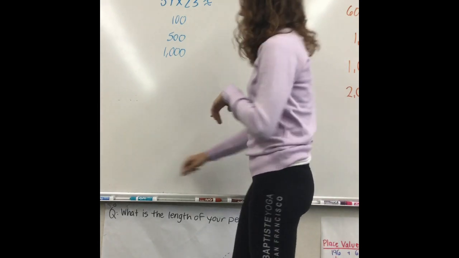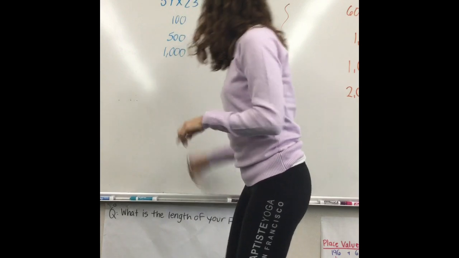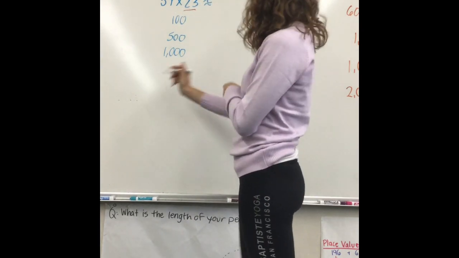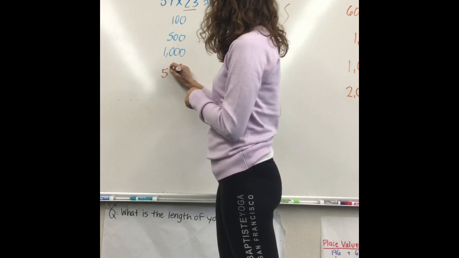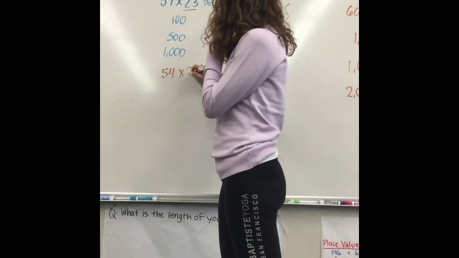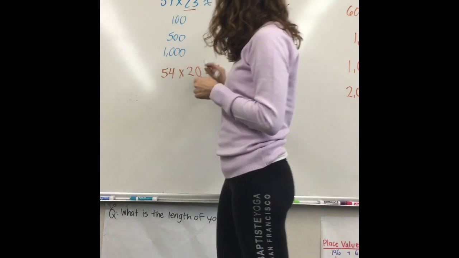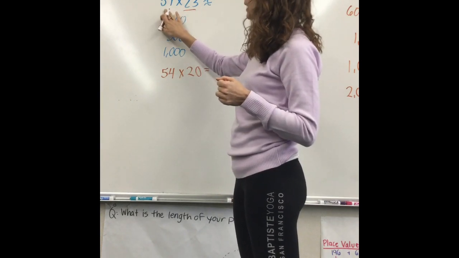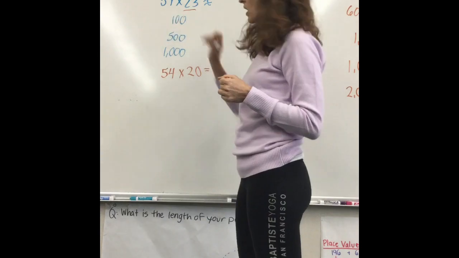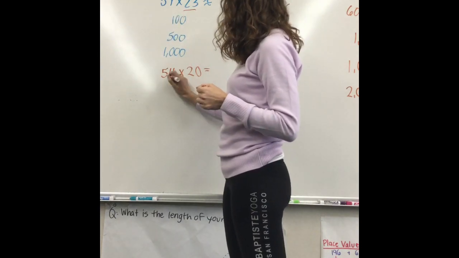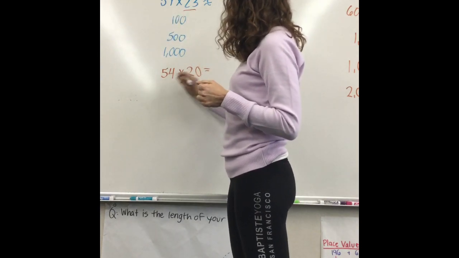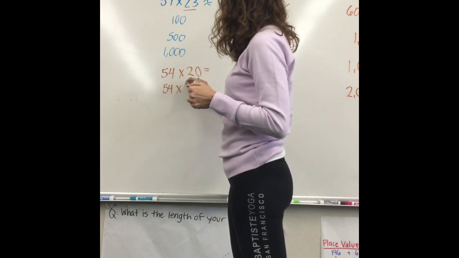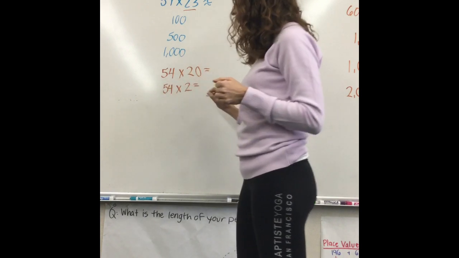Okay, so welcome back. I am going to round 23. Was that what you thought? Okay. I'm going to do 54 times 20, because 23 is only 3 away from 20, but 54 is 4 away from 50. So here we go, 54 times 20. Well, I can make that even easier for myself and do 54 times 2.